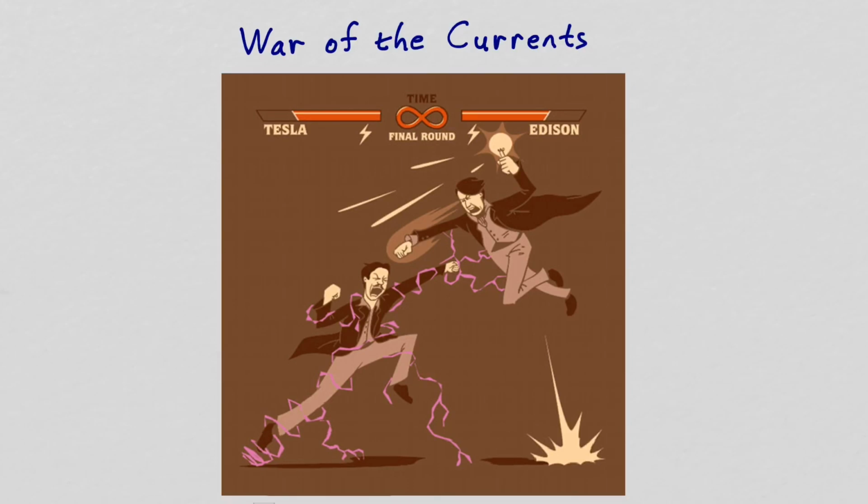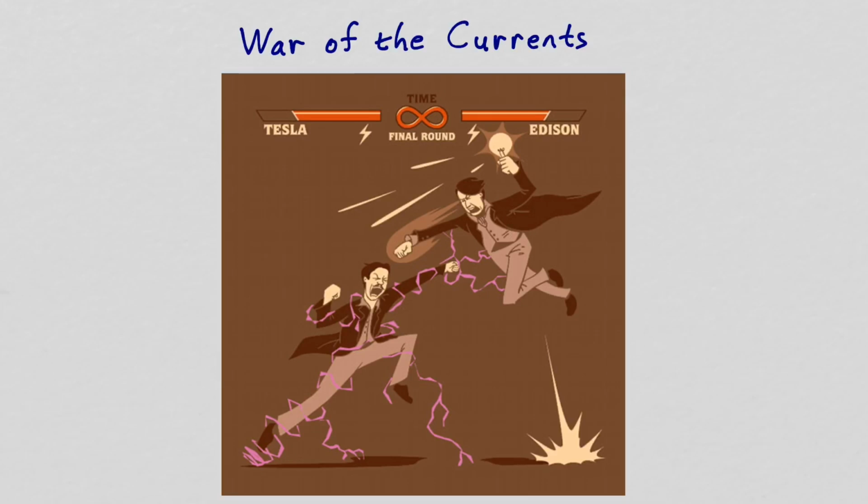Edison's DC power distribution system had limited range because of the I squared R losses in the wires carrying the electrical power. With transformers, Westinghouse and Tesla could step up the voltage and step down the current, thereby greatly reducing the I squared R losses in the wires carrying their AC power. So they could distribute their AC power over much greater distances than Edison could do with his DC power.